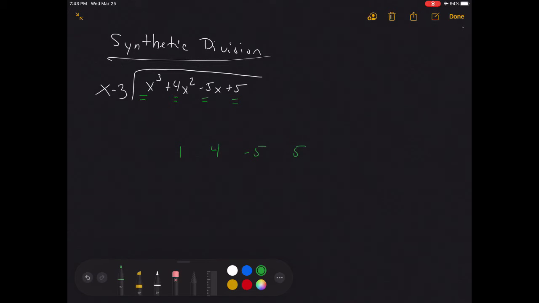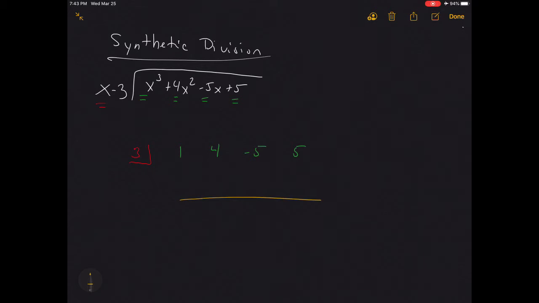So what you have to do is ask yourself, what would I plug into that x on the outside here to make it 0? And of course that would be 3. It's basically the solution to x minus 3. So I'm going to put 3 in a little box over here on the side. And this is the process. This is actually pretty easy to do. And again, this is really just a shortcut of doing what we did before.